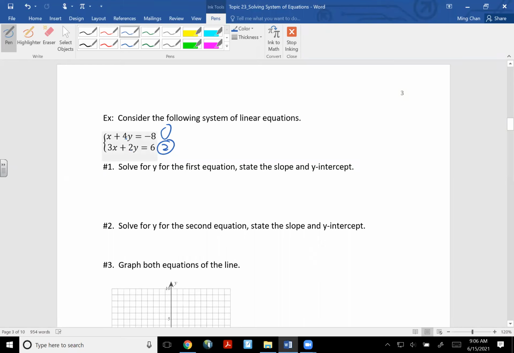All right. My variable term in the first equation is positive, so I'm going to let it stay. 4y equals, move the x over, negative x minus 8. Divide every term by 4. So negative x over 4 means negative 1/4 x minus 2. Slope is negative 1/4. Y-intercept is (0, -2).